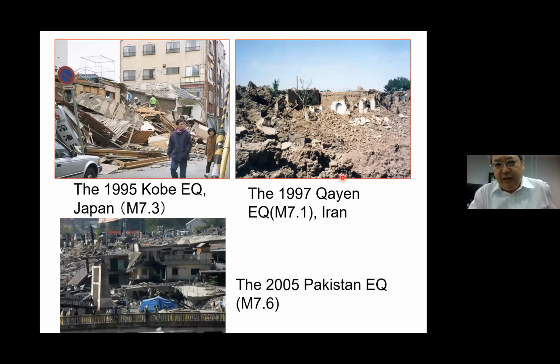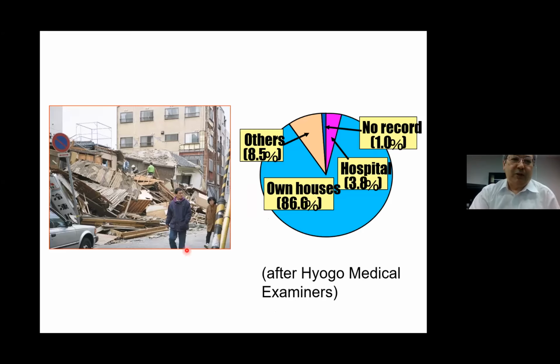Why this happened? In Iran, the building made up by brick and maybe collapsed completely like this one. In Japan, we have mainly wooden house. Old wooden house was collapsed. This is the Pakistan, very similar to the Iranian case. So this kind of architecture is very weak for the earthquake. In Japan, Kobe earthquake killed 6,000 people, and most of them are killed in their own house because this happened early morning.